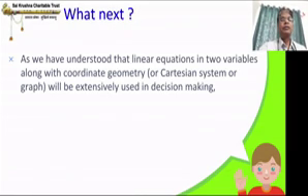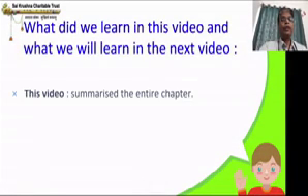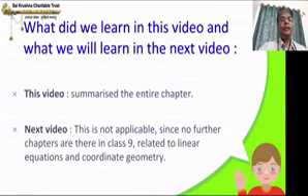So what next? As we have understood, linear equations in 2 variables along with coordinate geometry or the Cartesian system or graph will be extensively used in decision making. We will be learning more about these in later classes. We will be using them for practical applications even more, and see how these are useful for our day-to-day life, as well as higher levels of maths and science. So in this video we summarize the entire chapter. The next video is not applicable for this particular branch of mathematics, as these are the two chapters, linear equations and coordinate geometry in 9th standard, beyond which only in 10th standard you will see related aspects of this branch of mathematics.